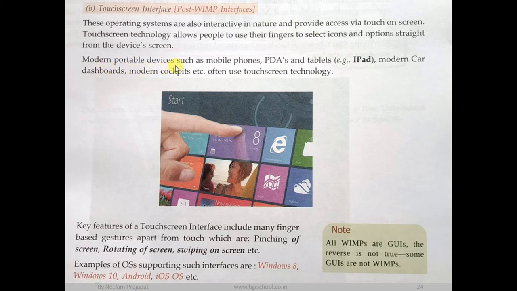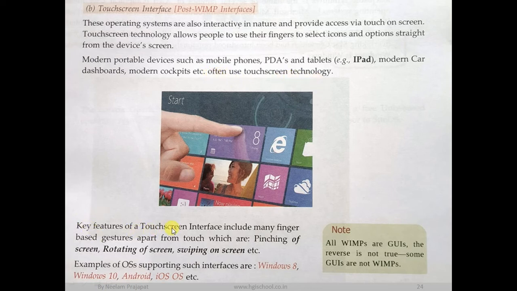Modern portable devices, you know very well: smartphones, mobile phones, PDAs, tablets and iPads. Then modern car dashboards you have also seen, then modern cockpits. Nowadays washing machines also have touch screens. ATM machines have touch screens, and there are many other examples you are using in your daily life. So we often use touch screen technology.